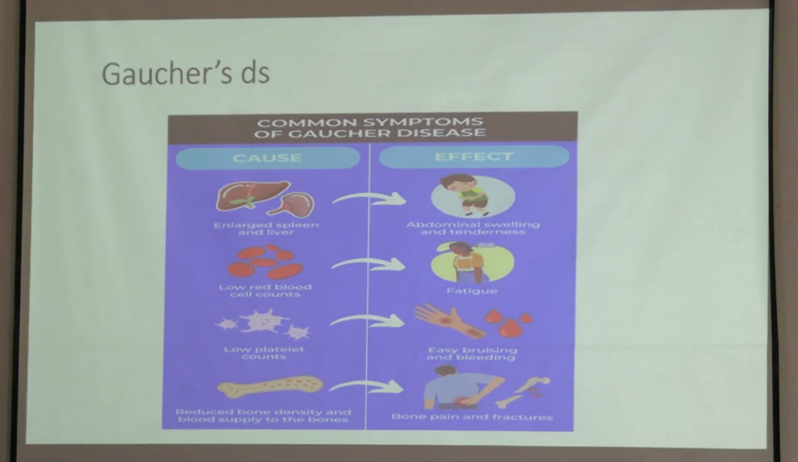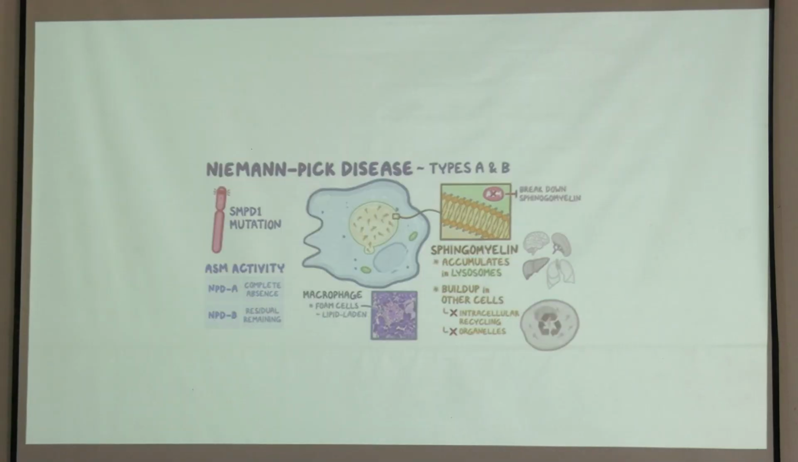Gaucher: there will be Gaucher cells, also enlarged spleen and liver, and more than that, abdominal swelling and tenderness, fatigue, easy bruising, bone pain and fracture. Niemann-Pick disease: this is sphingomyelin accumulation, sphingomyelinase deficiency is there, and there will be foam cells, fat accumulating in the macrophage, and there will be liver and spleen enlargement.